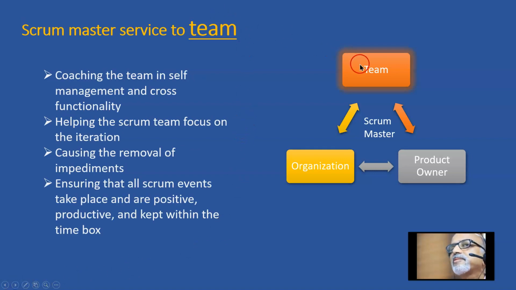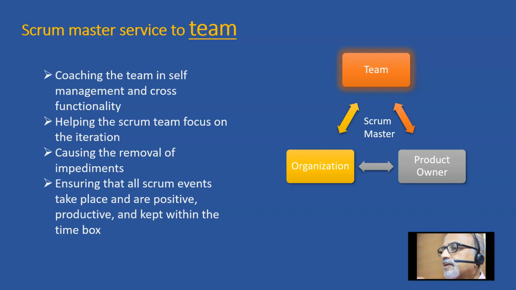Scrum Master service to the team: coaching the team in self-management and cross-functionality. This cross-functional team has to unite and work as a single unit to deliver value. So for that, coaching is required. Helping the Scrum team focus on the iteration or sprint. Causing the removal of impediments, ensuring that the Scrum events take place and are positive, productive, and kept within the time box. Causing the removal of impediments is one key aspect of the Scrum Master role.